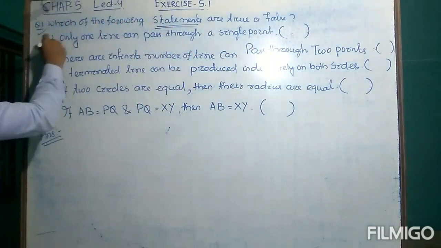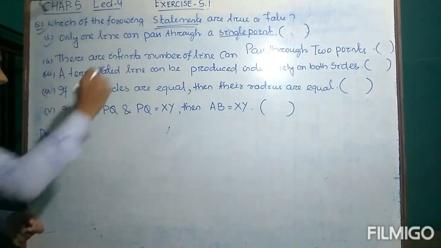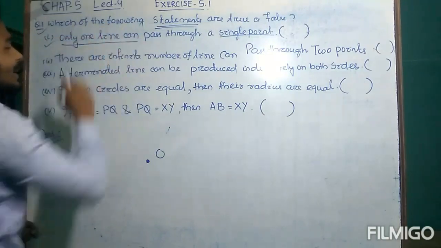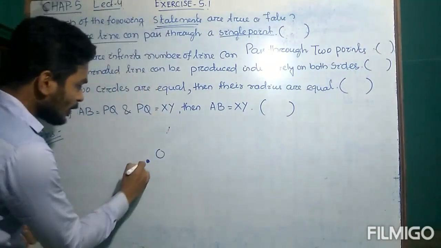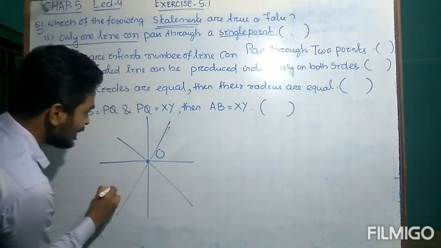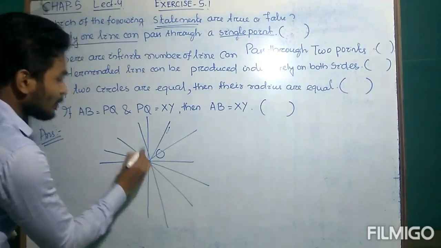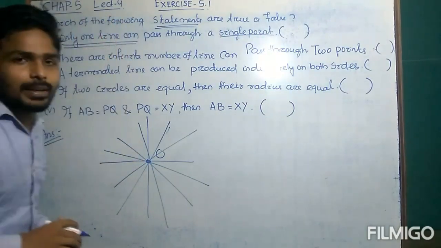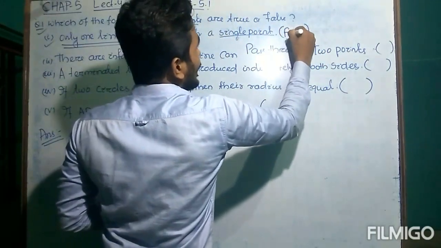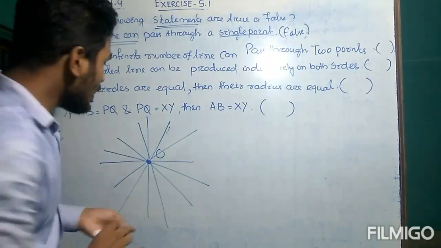The first point is: only one line can pass through a single point. Suppose there is a single point, O. Through this point only one line can pass, but we know that through a single point we can draw an infinite number of straight lines. But in the question, it is given that only one line can pass through it. So is this a true statement or a false statement? It is a false statement. The reason is that through a single point, an infinite number of straight lines can pass.